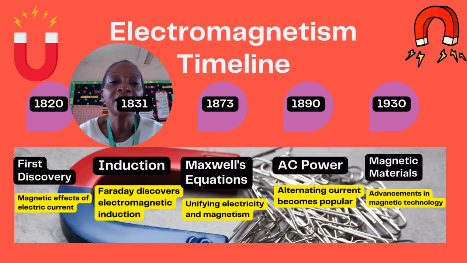In 1890, we have AC power, that is, alternating current becoming popular. In 1930, we have magnetic materials that create advancement in magnetic technology. It helps us to know that there is advancement when it comes to magnetic technology. That means both electricity and magnets can be combined in a way that they can actually work together.